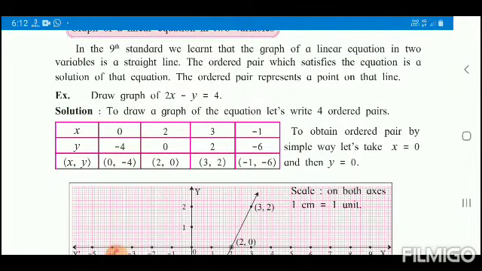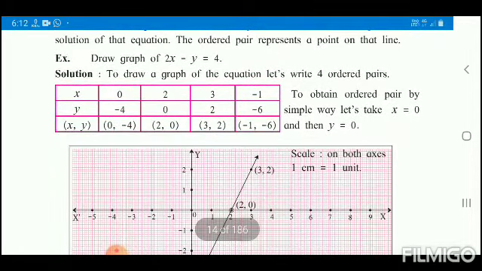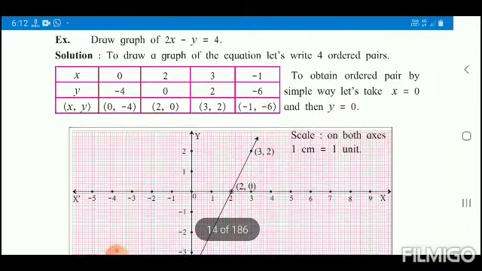Draw the graph of 2x minus y is equal to 4. The solution is to draw a graph of the equation. Let us write 4 ordered pairs. Last year also I told you, you have to take the values of x and y between 0 to positive 3 and 0 to negative 3. Within that you will get the 4 ordered pairs of the equation. And keep in mind, the graph should be a straight line only.